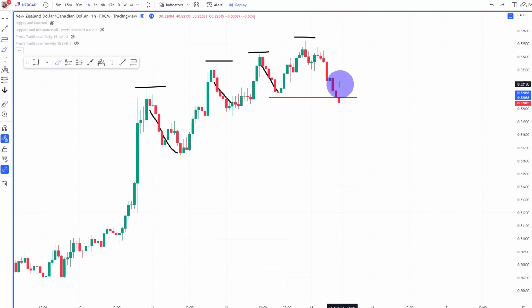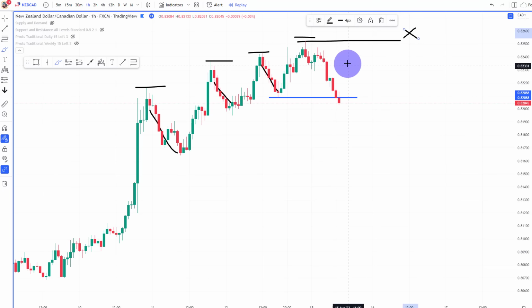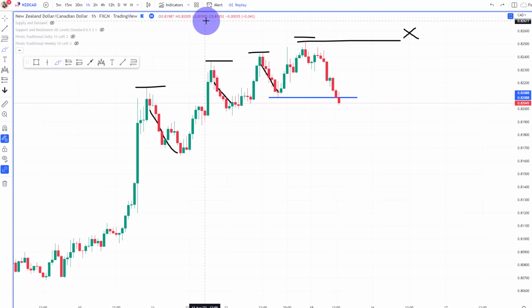And what will often happen now is that after such a move, you will see a pullback. And the pullback should be below the last high. You don't want to see this high taken out. And you would like to see the market make a move somewhere here and then move lower. And this is where you find the trades. And this is why so many traders struggle with breakouts, because they are not aware of what is happening.